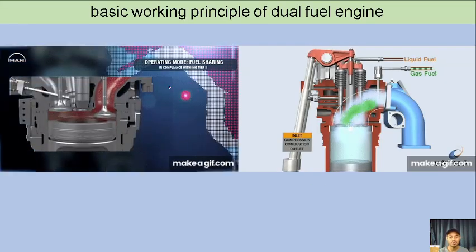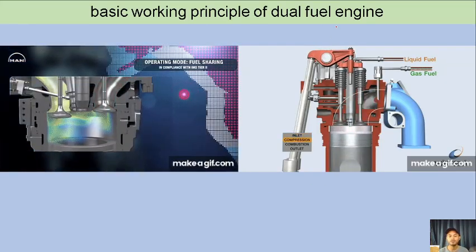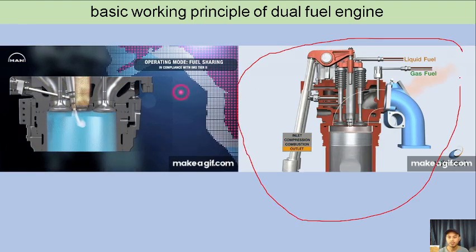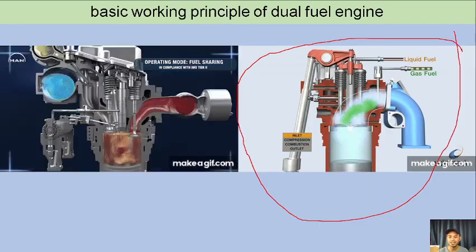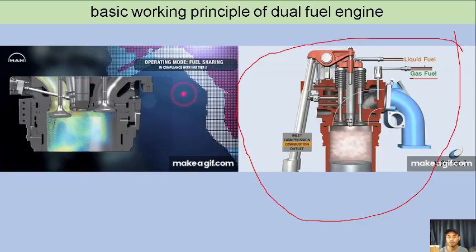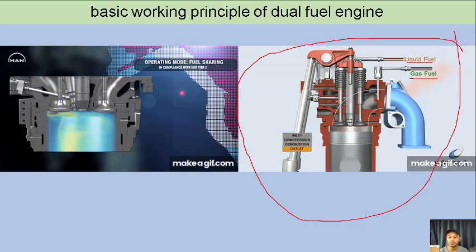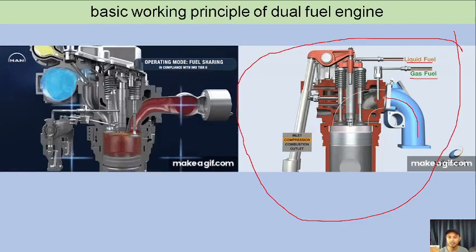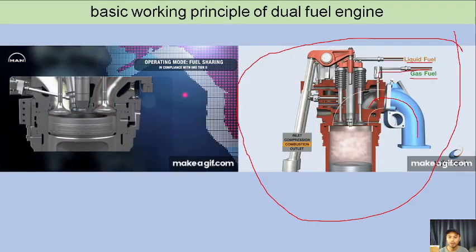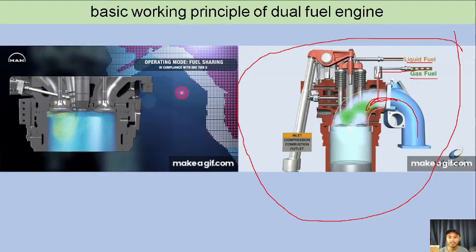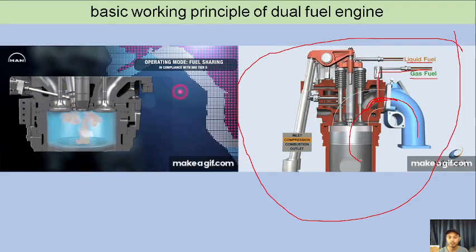Okay, lastly, we have here the basic working principle of a dual fuel engine. So let's use this first. In a dual fuel engine, it is like the diesel engine, but there is an additional fuel in here, the gas fuel. Okay, so how does this work? First, we have the inlet. During the inlet, air enters in here, and then gas fuel is also injected in here. So there is a combination of air and gas fuel that will enter the combustion chamber.